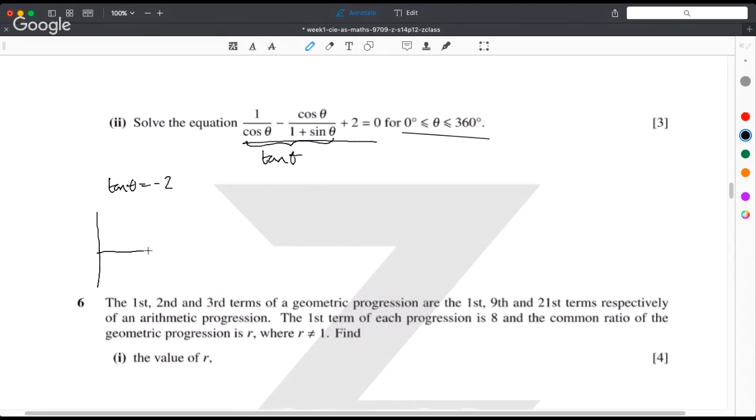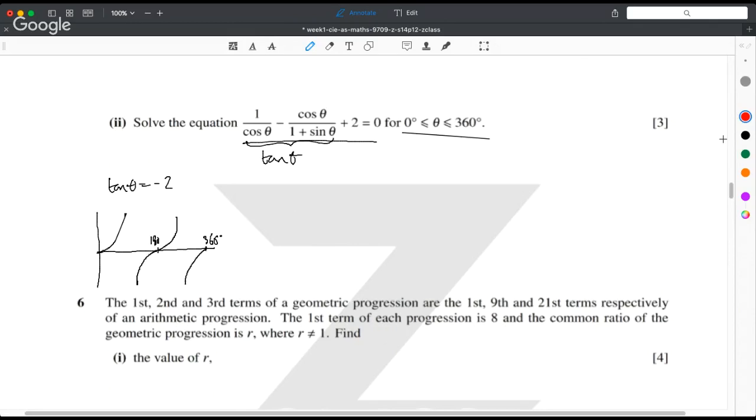So let's look at our tangent graph. The tangent graph goes up like this, and then comes back, and that's 180, not 360. It's always good to remember. Then it goes up like that, and then like that again, and that's 360. So there's a period of 180, not 360.